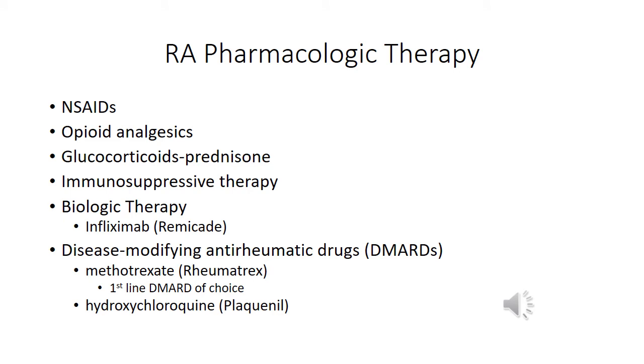Pharmacologic therapies for rheumatoid arthritis include NSAIDs, opioid analgesics, prednisone, immunosuppressive therapy, biologic therapy such as Remicade, and disease-modifying anti-rheumatic drugs such as Rheumatrex and Plaquenil. Biologic therapy and DMARDs alter the immune system to decrease inflammation and slow the disease progression. The first line DMARD is the Rheumatrex.